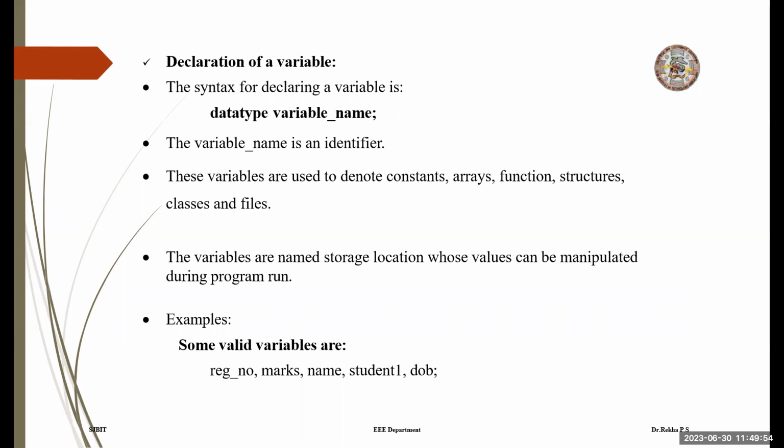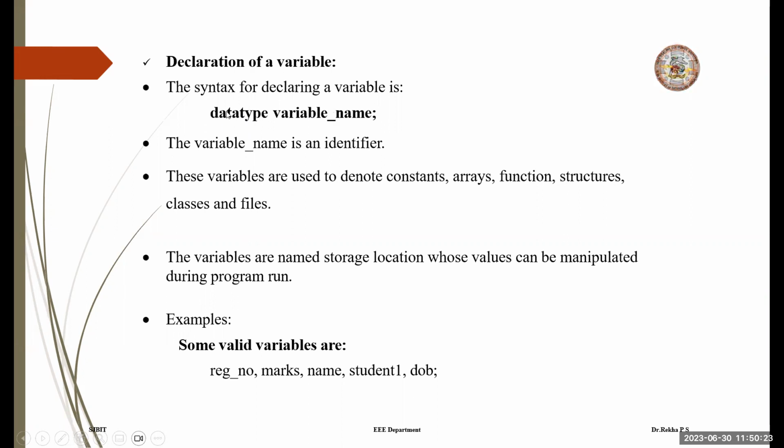So how do you declare a variable? What is the syntax for declaring a variable? The declaration is data type, then variable name. What are the different data types? We know integer, float, char, double. That should be specified here: what type of data are you storing? This is followed by the variable name, which is the name you give to the memory location.